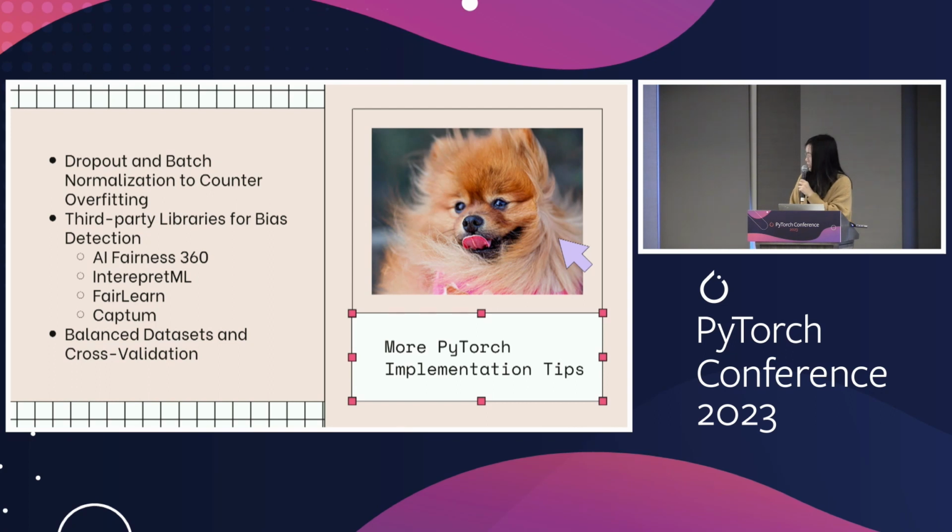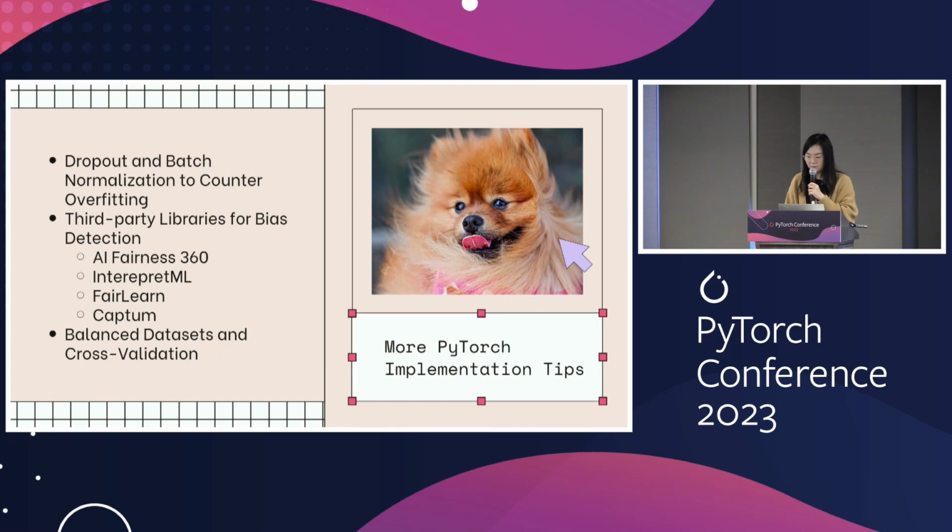I wanted to highlight some really cool third-party libraries for bias detection that might be helpful in reducing bias in your model. PyTorch has a lot of robust functionalities, but I feel like these third-party libraries can help a lot more as well. The first one I'd like to mention is AI Fairness 360, which is a toolkit that helps teams detect and mitigate discrimination and bias in machine learning models.